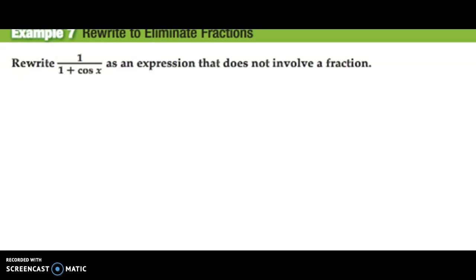Last one. Rewrite to eliminate this fraction. It says rewrite 1 over 1 plus cosine x as an expression that does not involve a fraction. So the first thing I want to do is kind of what I just talked about in 6b, the guided practice. If I want to get rid of this bottom or make it into something nice, I'm going to multiply by its conjugate.